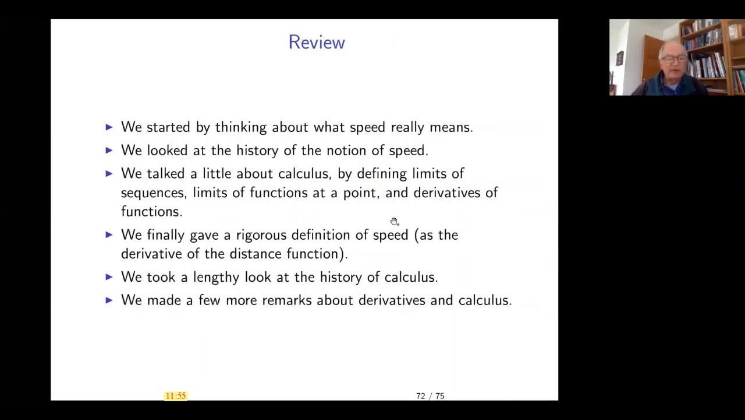So, to review, what did we do today? We started by talking about what speed might mean. Then we talked about the history of the notion of speed. We talked a little bit, I hope not too much, about calculus by defining limits of sequences, limits of functions, and derivatives of functions. Then we gave a rigorous definition of speed, and we took a lengthy look at the history of calculus, starting with Leibniz and Newton, then going back to antiquity and going through China and India, and then coming back to Europe to see who came before Leibniz and Newton and what happened after them. And we made more remarks about where derivatives are useful.